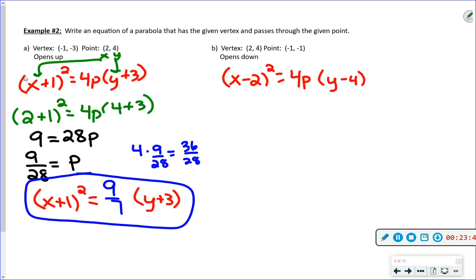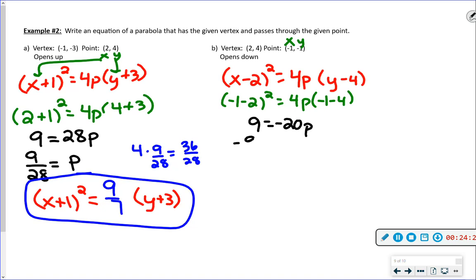Now, just like on the left side, I'm going to put negative 1 in for x, negative 1 in for y. So negative 1 minus 2, negative 1 minus 4. And let's do a little mental math here. Negative 1 minus 2, negative 3 squared. What's negative 1 minus 4? Times 4. And again, you do get some gross fractions on this, I'm not going to lie. So divide that off, so negative 9/20.